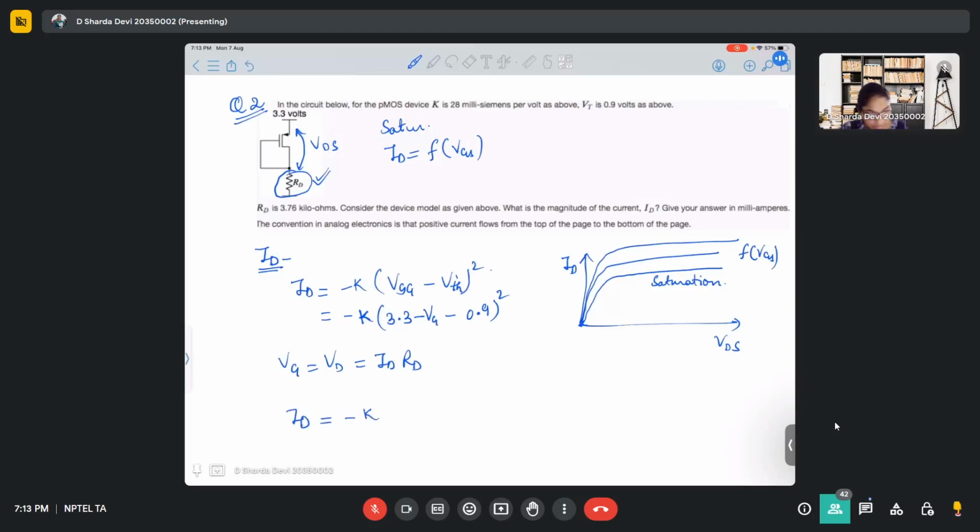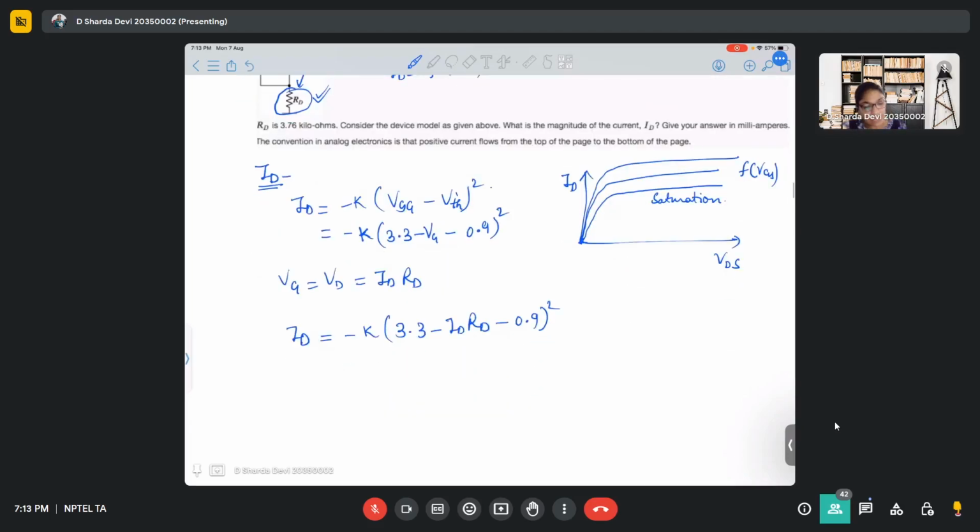So minus K, 3.3 minus IDRT minus 0.9 whole square. So we have to solve this equation. Here, what is the unknown? The only unknown is ID. We have to simply solve for ID and we can get a value of ID, right?